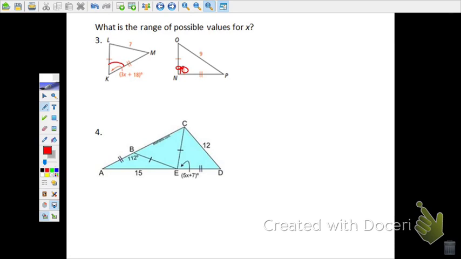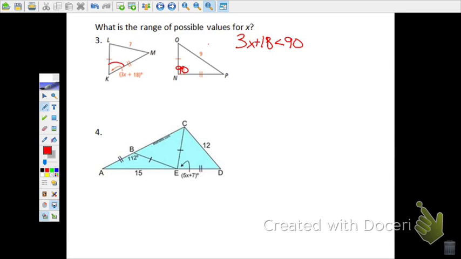So my 3x plus 18, does that have to be less than 90 or greater than 90? It's going to be less than, because when I look at the 7 and 9, 7's smaller, so that means the 3x plus 18 is smaller. So 3x plus 18 is less than 90.